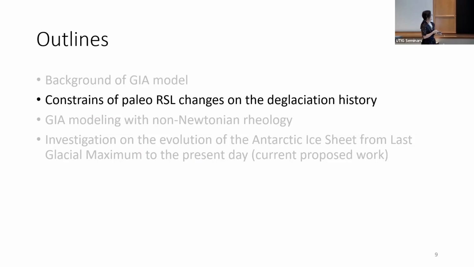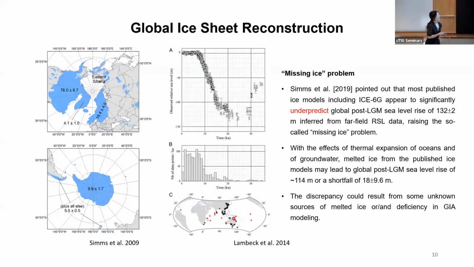Okay, now I will talk about my first project, how I use the paleo relative sea level changes to constrain the ice melting history. There's a very famous problem here, which I mentioned: the missing ice problem. So what does this problem mean? We can say there should be a balance, I mean the mass conservation, between the ice and the ice melted water.